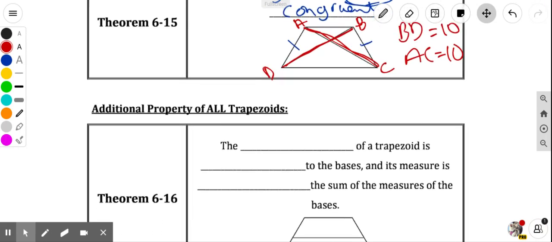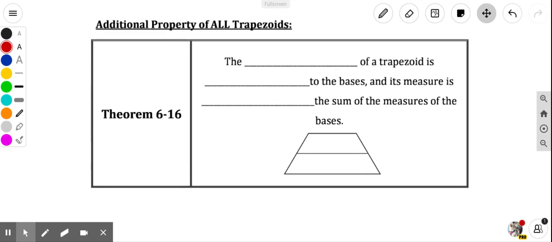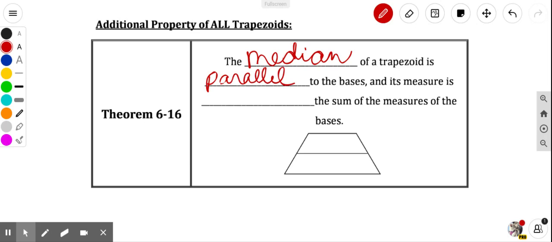Okay, and then the last property is true for all trapezoids. So for any trapezoid that you have, this one has to do with the median. The median of a trapezoid is parallel to the bases, and its measure is 1/2 the sum of the measures of the bases.